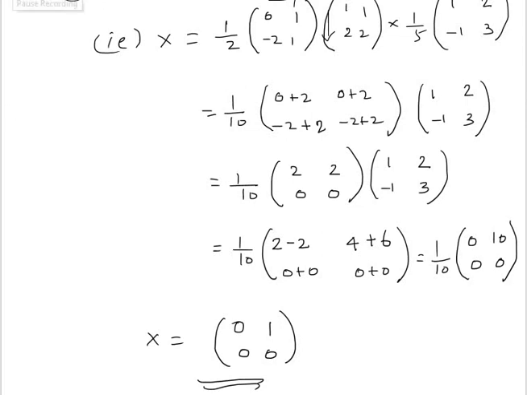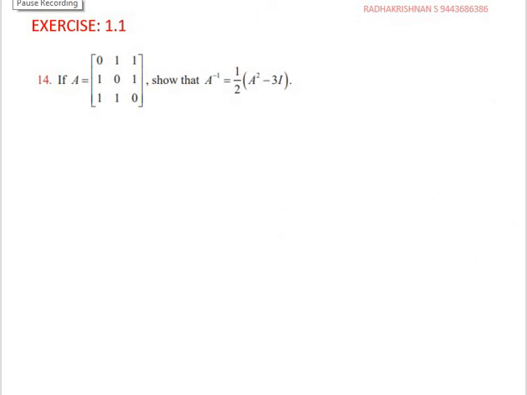The next is sum. Okay. See the next question in exercise 1.1. 14th question. If A equal to 0 1 1, 1 0 1, 1 1 0, show that A inverse equal to 1 by 2 A square minus 3A. Understood? This is the question.